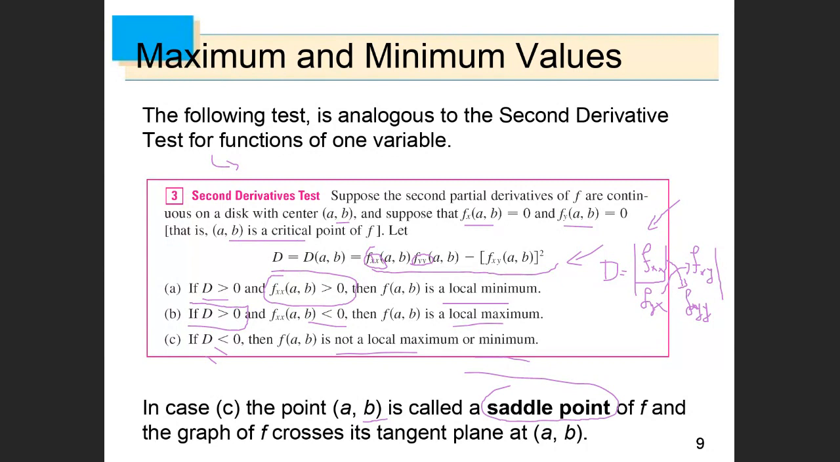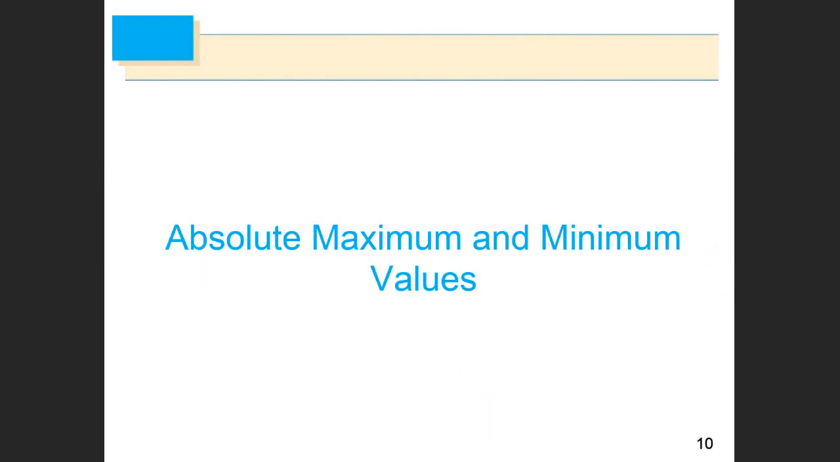What happens when the derivative is 0, but it's neither a local maximum nor a local minimum? Yes? Which means, in fact, that at that point the graph of f is crossed by the tangent plane at (a, b). So now let's generalize and move on to absolute maximum.